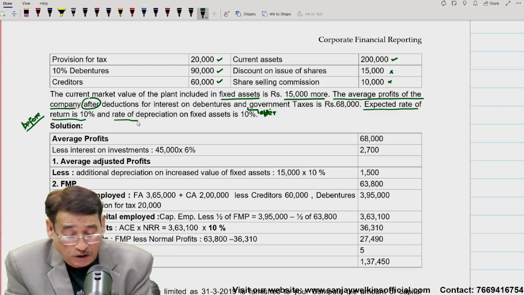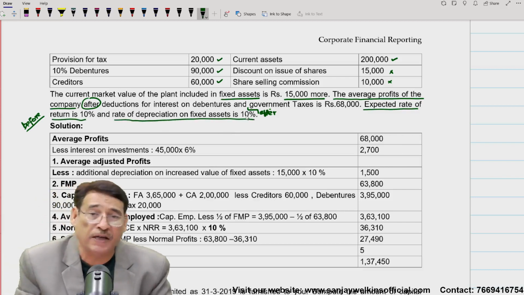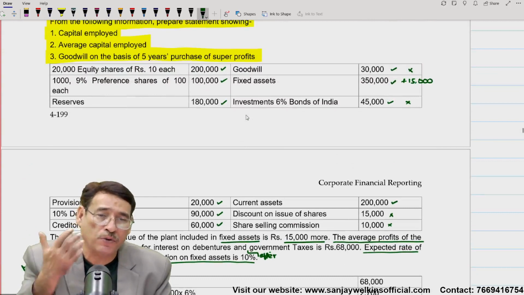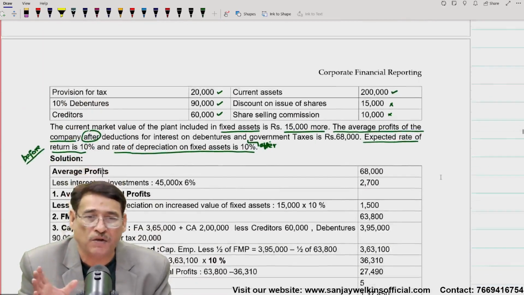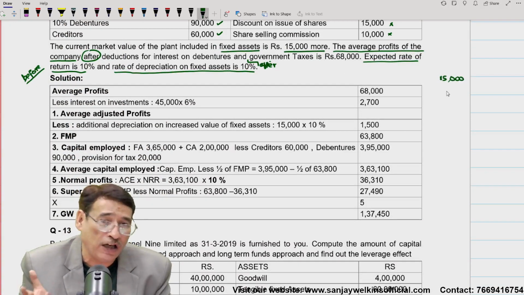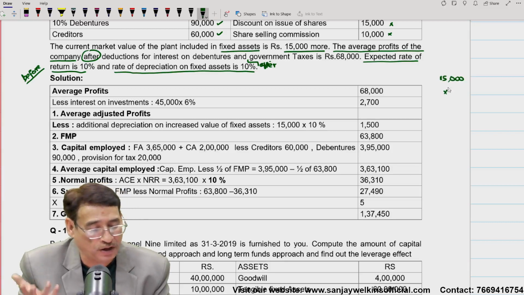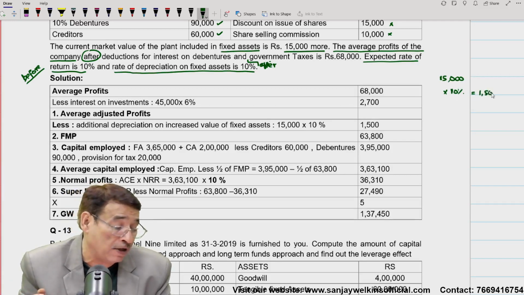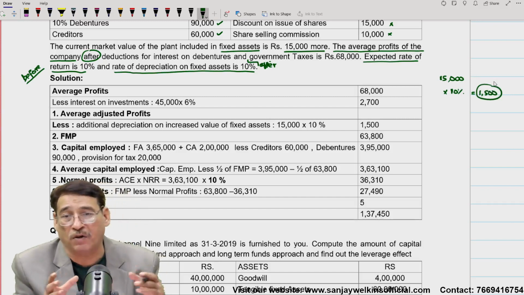And in this particular question, the rate of depreciation on fixed asset is also given. Whenever you are given the rate of depreciation, you must not forget, as you used to do under consolidation, that the value of your asset has gone up by 15,000. Because the value of the asset has gone up, of course there is capital appreciation, it is a gain. But besides that, there will be some loss in the sense that you will have to give some additional depreciation. This additional depreciation will be considered as a sort of future loss.